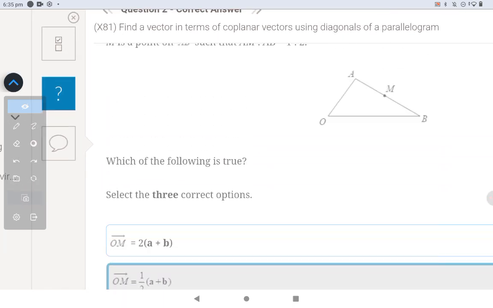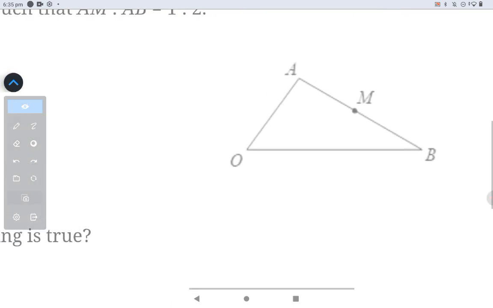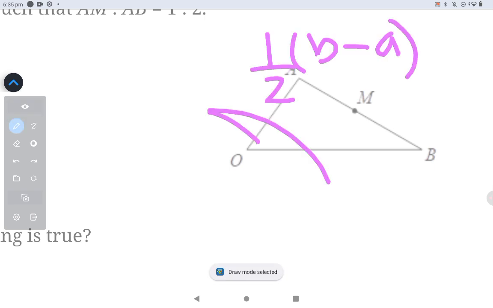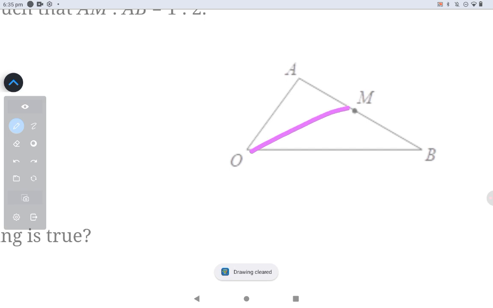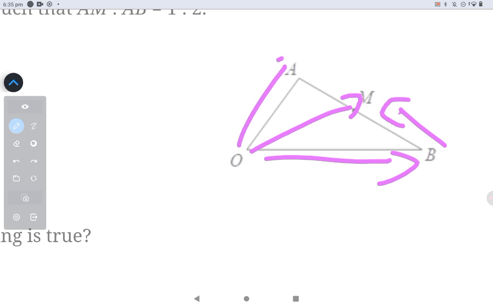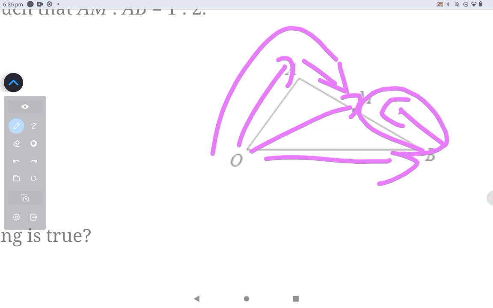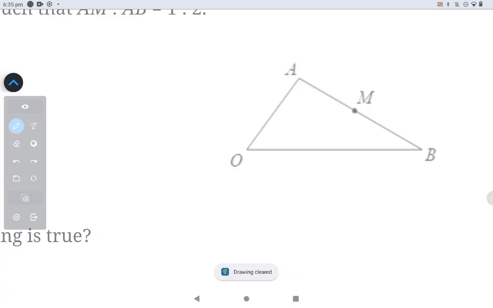Now, what do they want? They want OM, which is here. Either we can go this way and this way, or we can go the other way. But which is the preferred way? It's going this way. Why? Because we do not know MB. It's the opposite direction, so it's going to be more difficult. We don't need it. We already know the values of OA and AM. You can do the other one, but this is better.